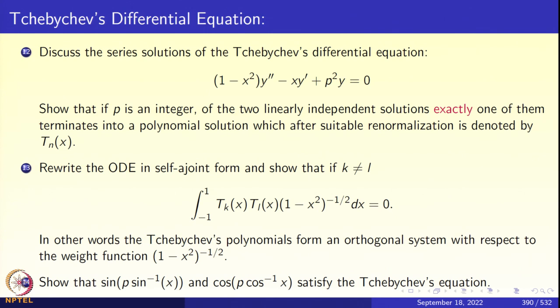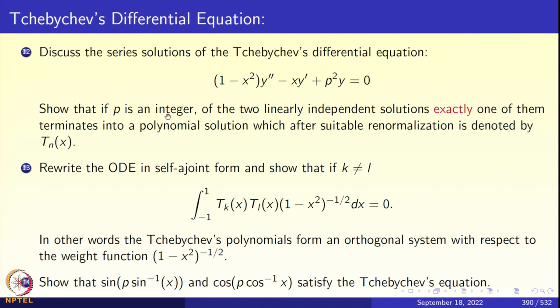The last item here is Chebyshev's differential equation. Let us discuss the series solutions of Chebyshev's differential equation: (1 minus x squared) y double prime minus x y prime plus p squared y equal to 0. The displayed equation is called Chebyshev's equation. It is dangerously close to the Legendre equation. In the Legendre equation, you see a minus 2x y prime. This makes a whole lot of difference, by the way. The whole thing is different. So this is Chebyshev's differential equation.